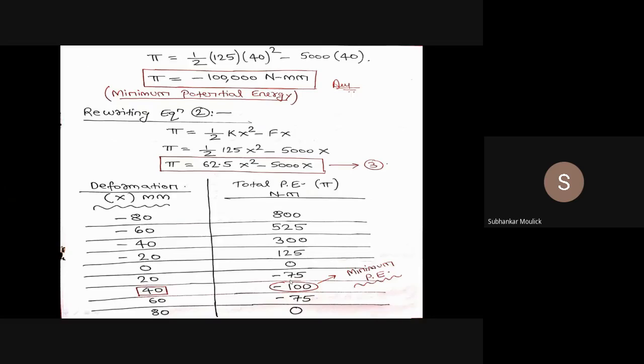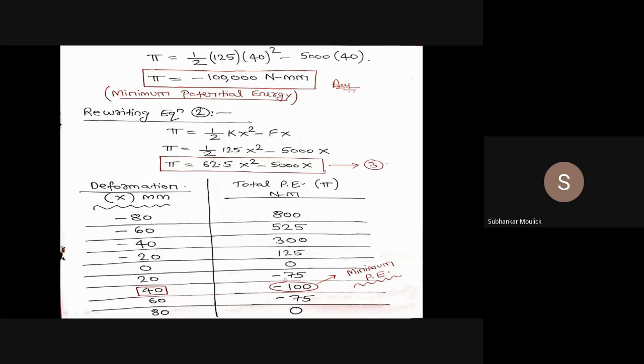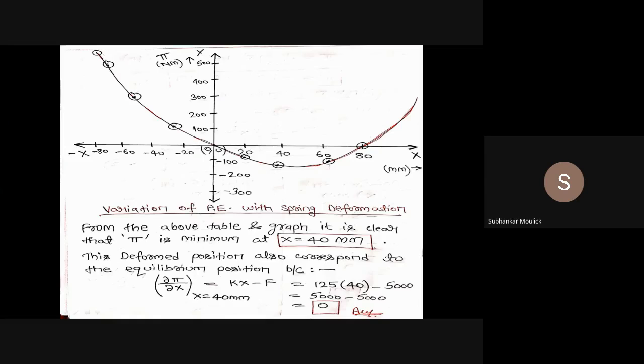Now you take a suitable scale along the x-axis and a suitable scale along the y-axis and plot these values. If you plot it, you will get this kind of curve. The curve is decreasing, this is the minimum value, and then from this point it is increasing. So from this graph, I understood that the value of potential energy is minimum when x equals 40 mm, and that minimum value is minus 100 Newton meter. Is it clear?